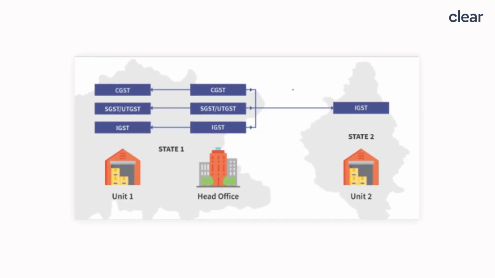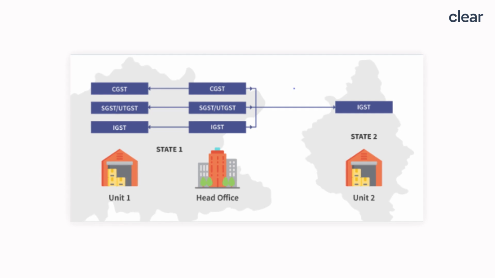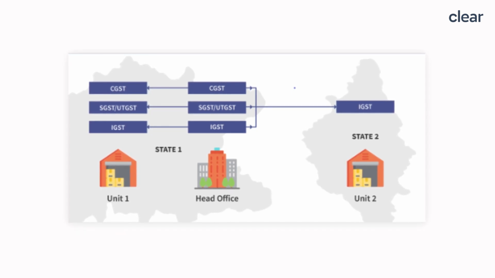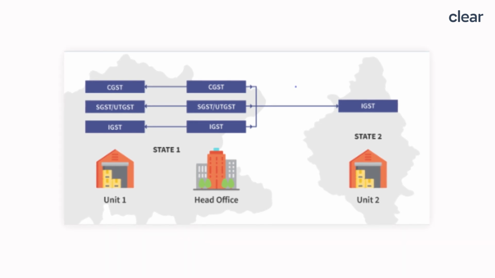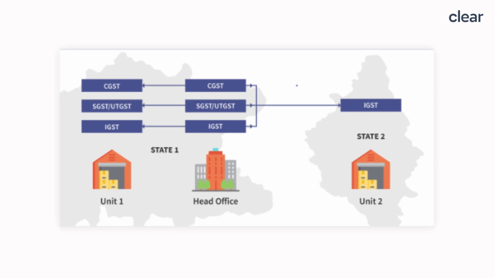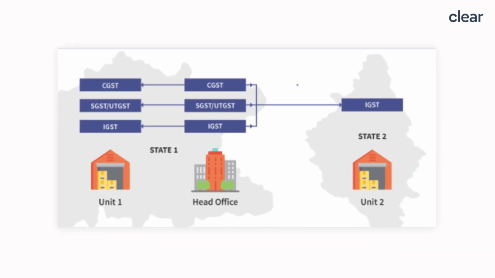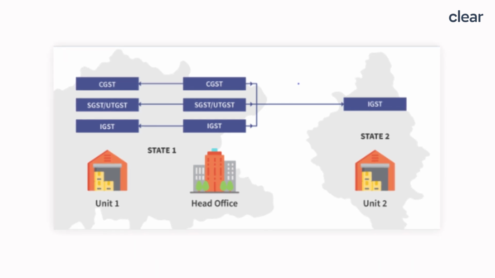Finally, this is how the distribution looks like. If Unit 1 is in the same state as ISD, then CGST, SGST and IGST ITC are distributed or transferred as it is. If Unit 2 is situated in another state different from ISD, then CGST, SGST, IGST will be distributed as IGST, that is after totaling up CGST and SGST components as IGST.